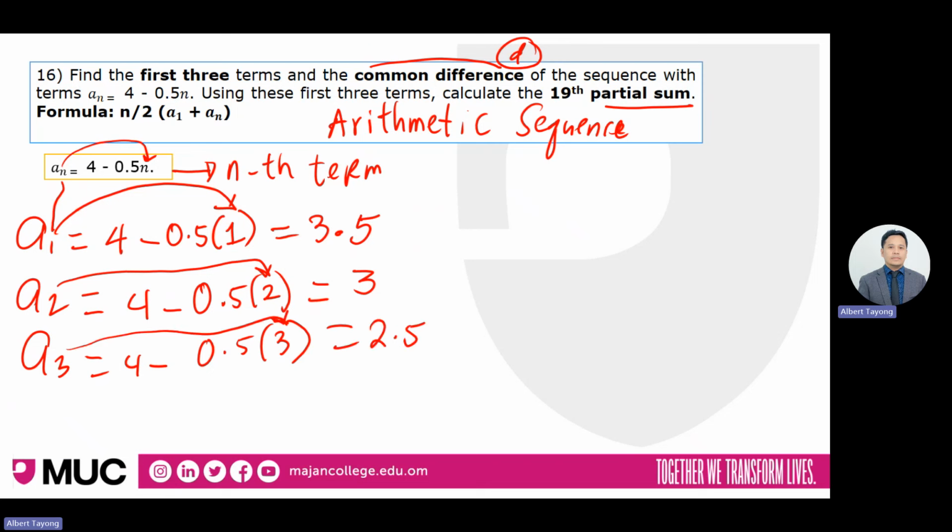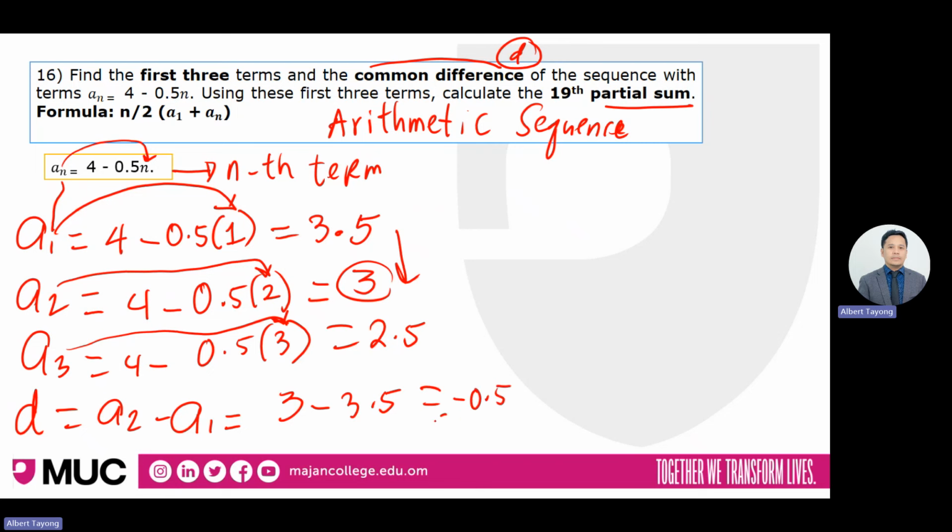As you can see, our numbers are decreasing. From 3.5 becomes 3 and so on. So our D, our common difference, will also be negative because this is going down. Our A sub 2, which is 3, minus A sub 1. That's the formula for the common difference or D. So negative 1/2, or negative 0.5, is the answer. Now the next is to find the 19th partial sum.